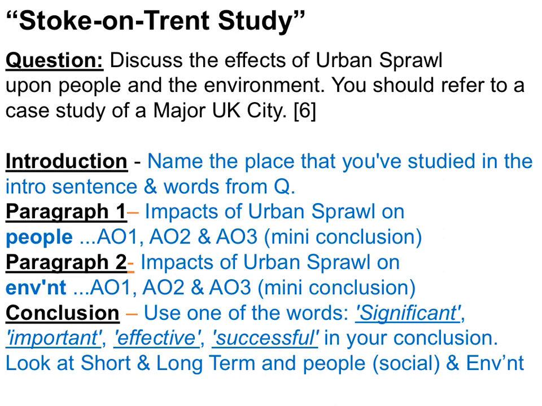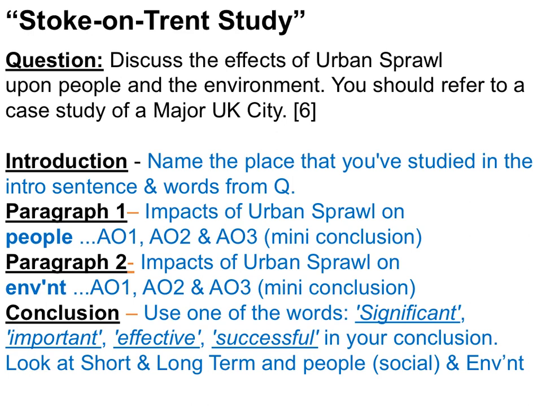Your first paragraph is going to talk about urban sprawl and the effects on people. Include AO1: a bit of data, geography words, place names. Include AO2, so this means that, this results in. And make a mini decision. So is it successful? Is it significant? Is it important?